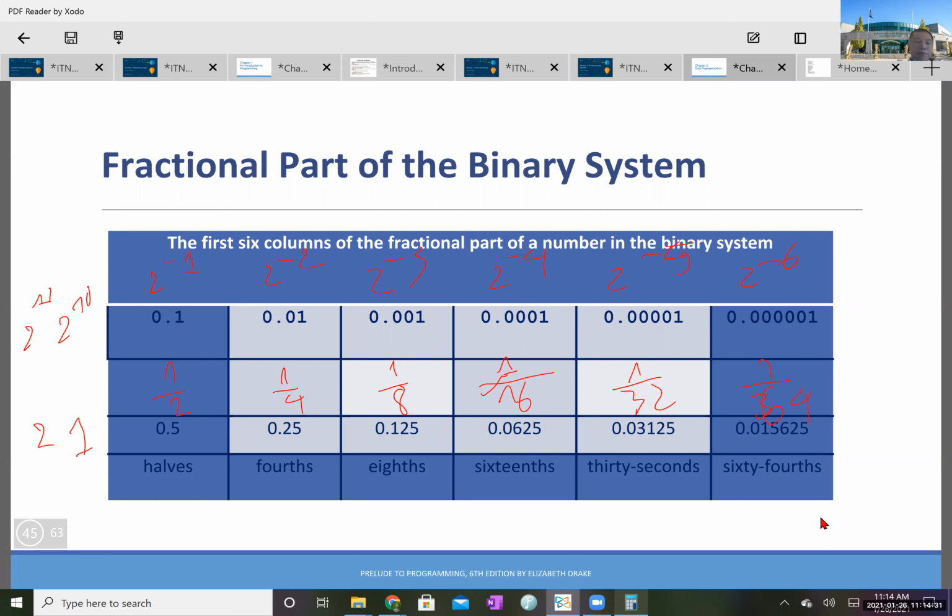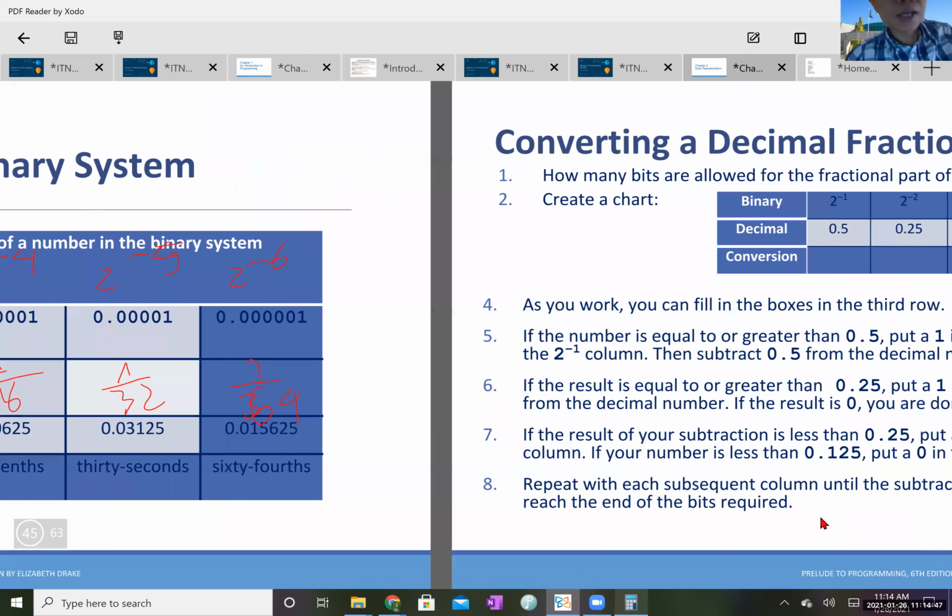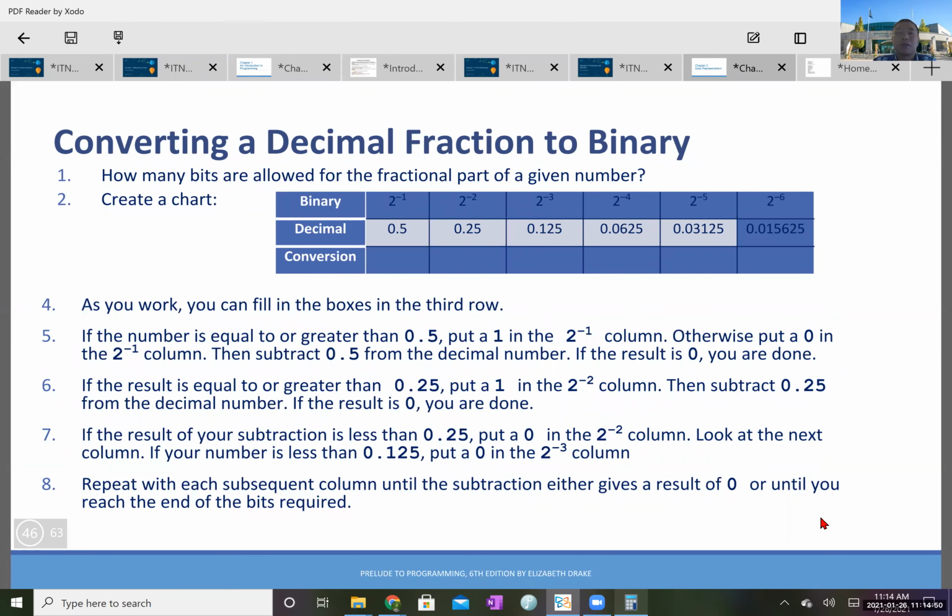So 1 over 2 is 0.5, 1 over 4 is 0.25, 1 over 8 is 0.125, and 1 over 16 is 0.0625, and so on. Now let's see how to convert a decimal fraction to binary. The first thing you have to ask is: how many bits are allowed for the fractional part of a given number? Some of them require 4 bits, and some of them require only 2 bits for the fractional part.